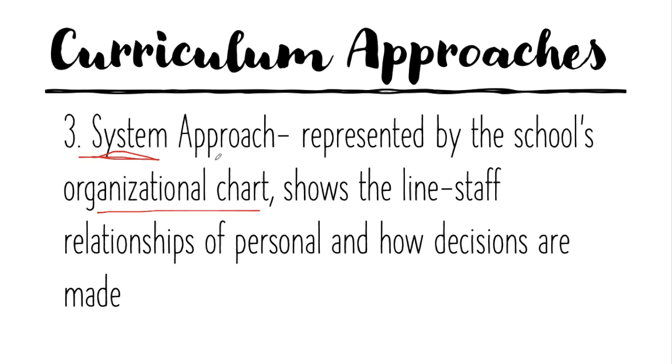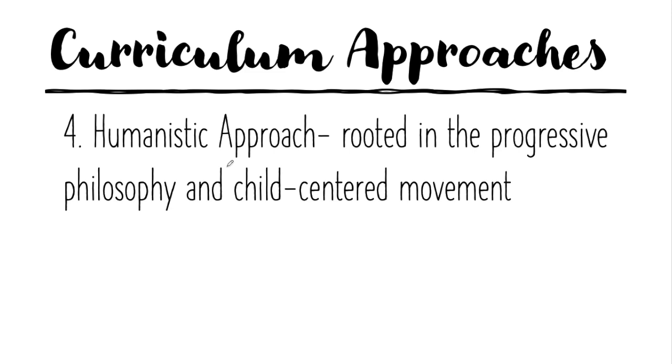Okay, so in your systems approach, this is actually the opposite of your managerial approach. In your managerial approach, the main focus is the manager, the headmaster, the principal, the dean, the school president. But in your system approach, the entire organizational chart is looked upon. The entire organizational chart, the relationships, the line staff relationships there are examined. Okay, so decisions are made from the top going down. That's your system approach. Then the last one, of course, is the humanistic approach.